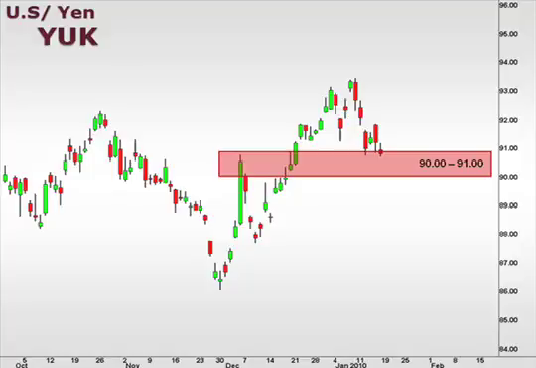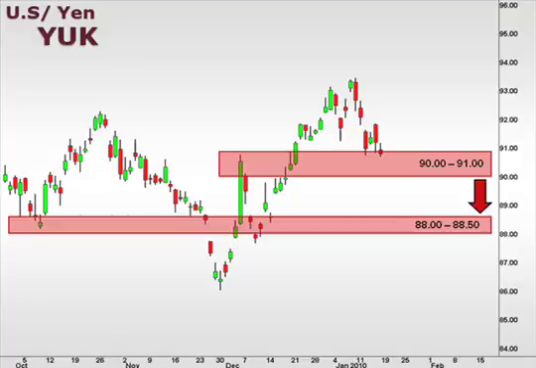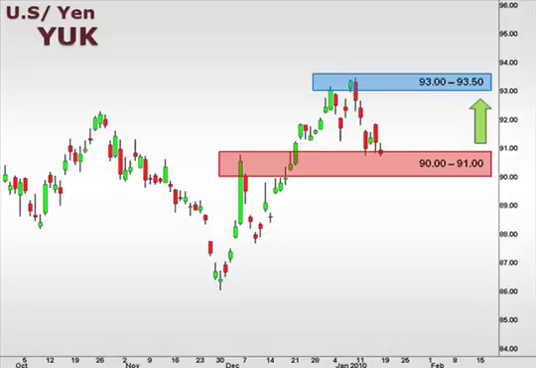Now, if this level does not hold, we may very well see the pair value move down into this 88, 88.5 range. However, support here at 90.91 and a bounce is likely to retest the 93.5 focal zone. A break above opens the window for an extended move higher.